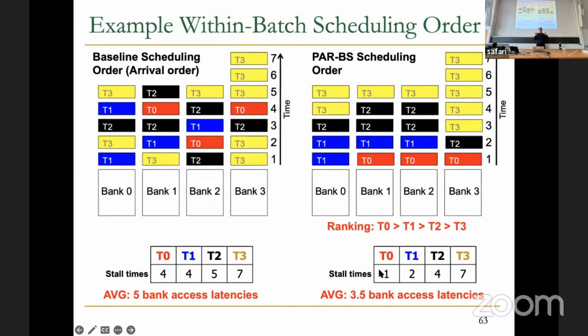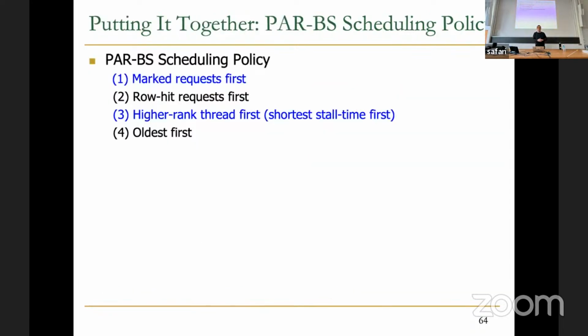But remember, this is within a batch. Across batches, you will lose some performance because you're not considering reordering across batches. You can read the paper for more information on that. Okay, so this is the scheduling policy we came up with.